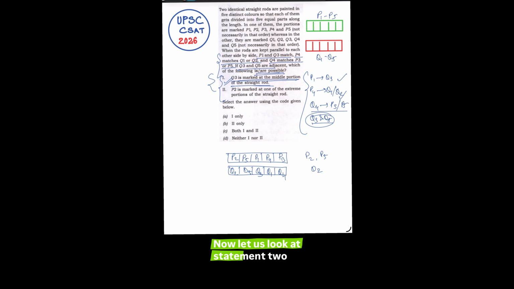Now let us look at statement 2. P2 is marked at one of the extreme portions of the straight rod. In the same example itself, P2 is in the extreme corner. Hence this statement is also possible. So the correct option will be option C, both 1 and 2.